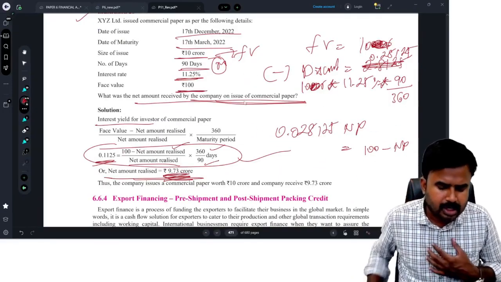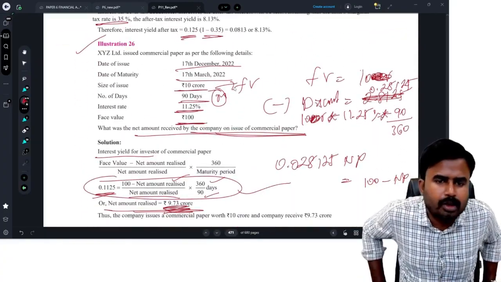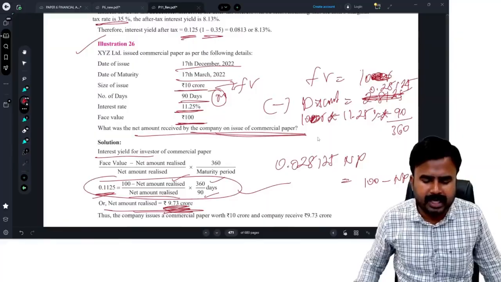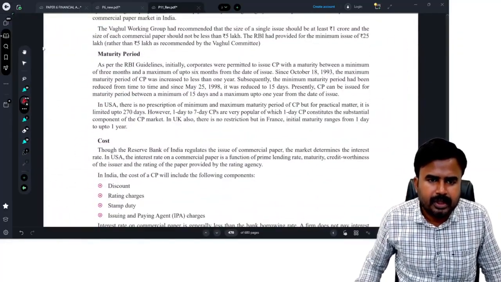Okay, dear students. So this is regarding the commercial paper computation, net proceeds receivable on issue of commercial paper and the interest computation. With this particular chapter, working capital management is over. Thank you.